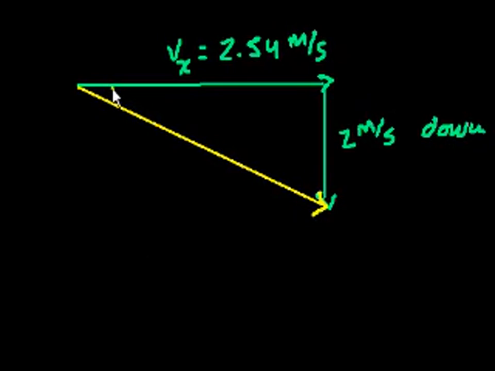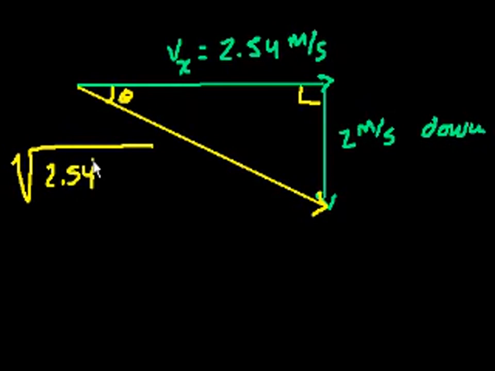And now we have to figure out this angle and this side. Well, this side is easy because this is a right angle, so we use the Pythagorean theorem. So this is going to be the square root of 2.54 squared plus 2 squared. And what's 2.54 squared?